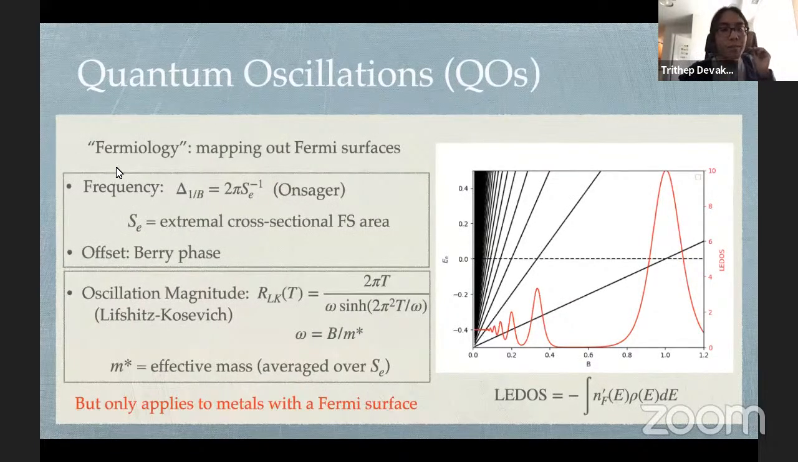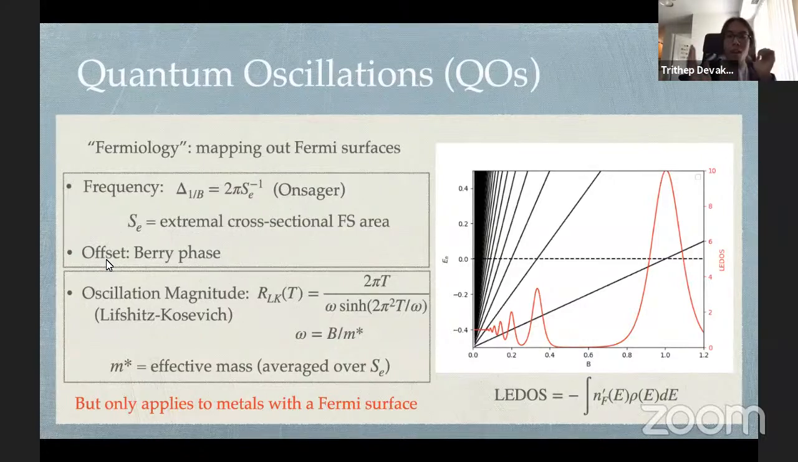And this is what allows for what's called fermiology, or this process of mapping out Fermi surfaces, where you look at quantum oscillations, and just from various properties of the oscillations, you can deduce properties of the Fermi surface. For example, the period of the oscillations in 1 over b is directly related to this extremal cross-section area of the Fermi surface. It's 2 pi over the total area of the Fermi surface. This just follows from Onsager quantization.